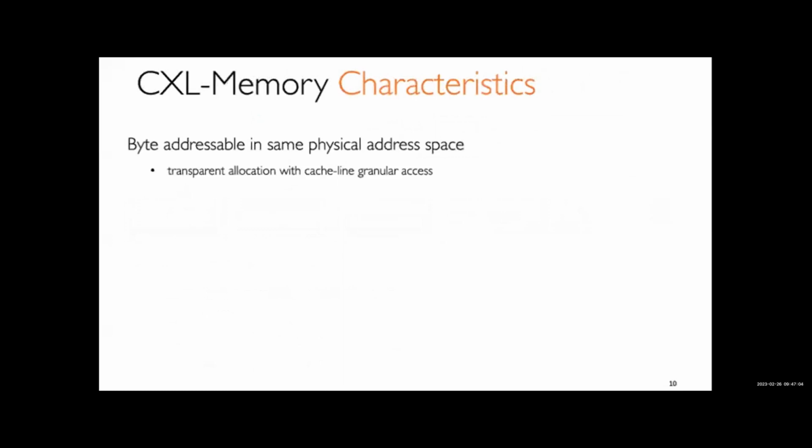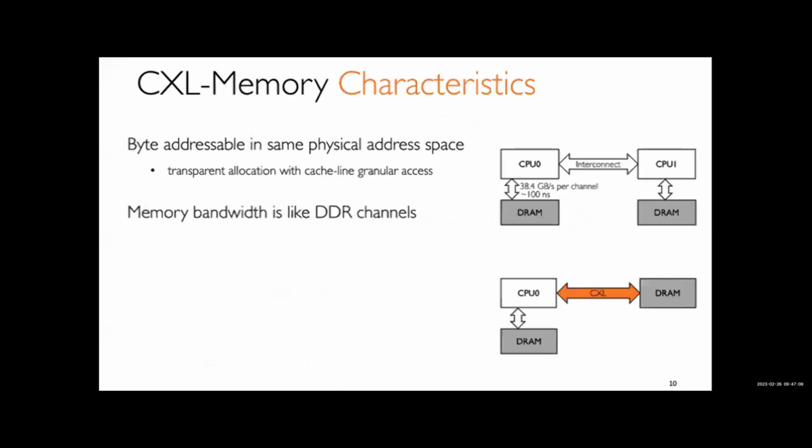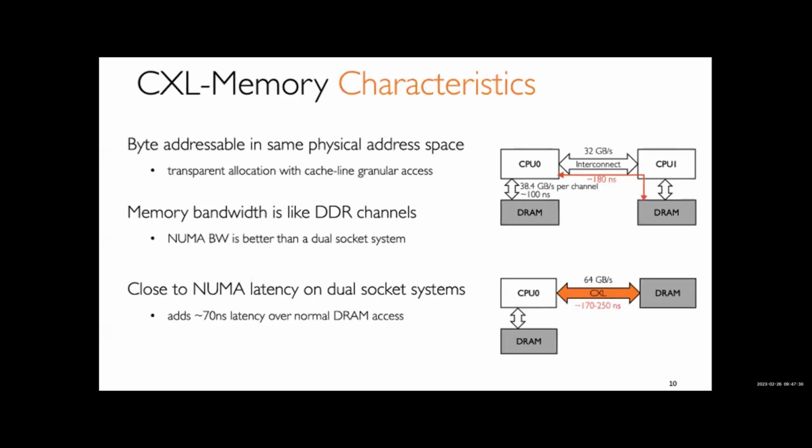The prime benefit of CXL memory is that it offers byte addressable memory in the same physical address space. Applications can transparently allocate memory using standard memory allocation APIs. CXL memory access is in cache-line granularity, and the underlying hardware maintains the coherency and consistency. Besides, memory access bandwidth is almost similar to the DDR channels. In some cases, the NUMA bandwidth can be even better than the dual socket system. The memory access latency is also similar to the NUMA access latency of today's dual socket or multi-socket systems. So it is expected that CXL will add an extra 70 to 80 nanoseconds over the NUMA access latency in a dual socket system.